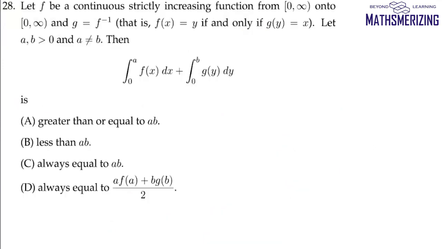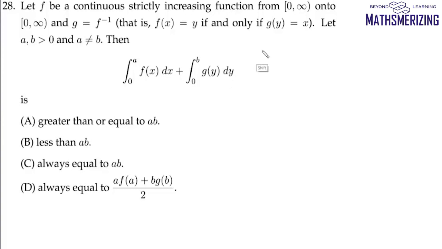Now question number 28 is, let f be a continuous strictly increasing function from 0 to infinity onto 0 to infinity, and g be the inverse of f. Now it says if a and b are greater than 0 and a is unequal to b, then this integral from 0 to a of f(x) dx plus this integral from 0 to b of g(y) dy will be which of the following options?